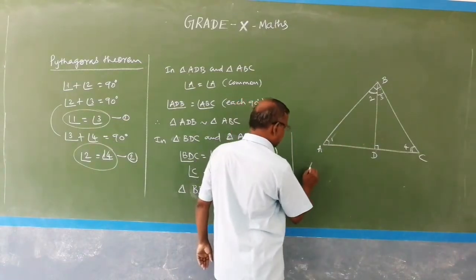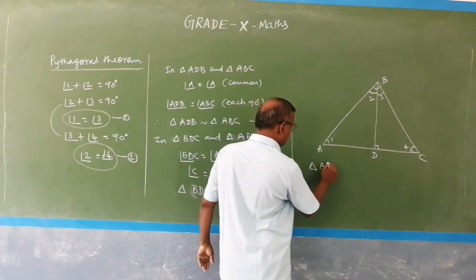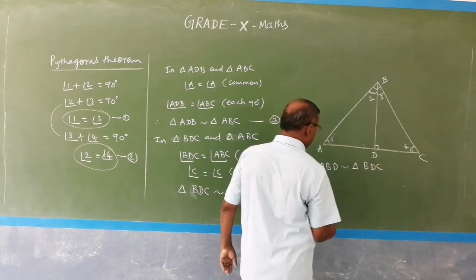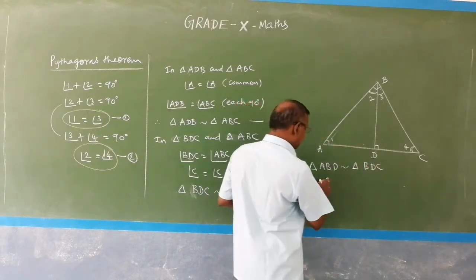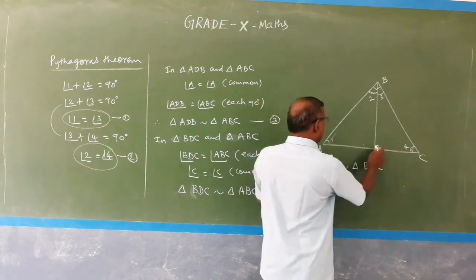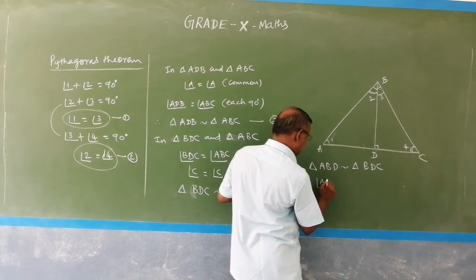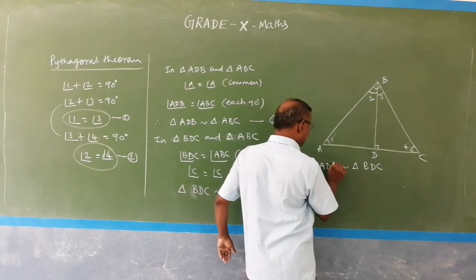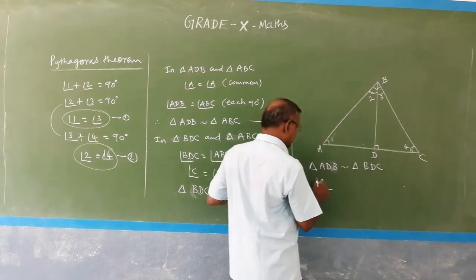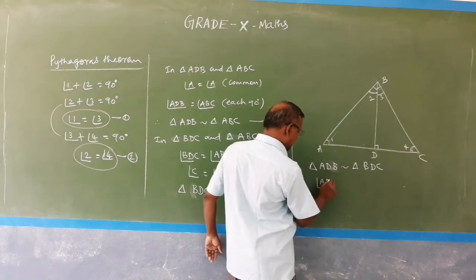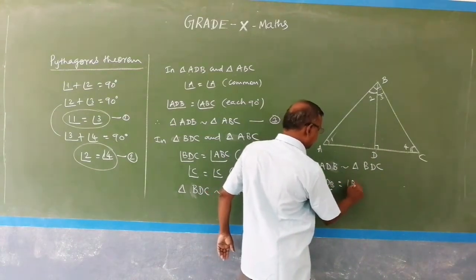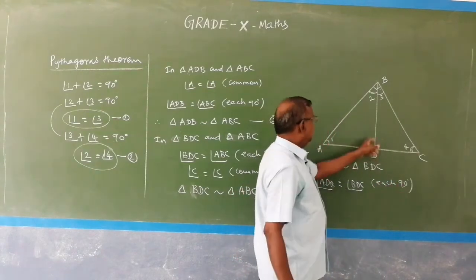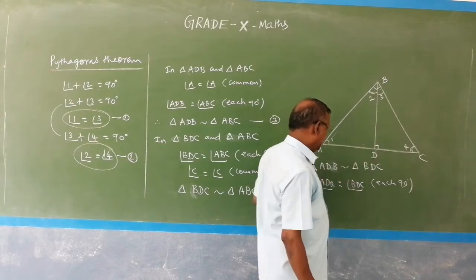That is, now triangle ADB is similar to triangle BDC. How? In triangle ADB and BDC, angle ADB is equal to angle BDC, each 90 degrees. So, ADB and BDC are 90 degrees each.